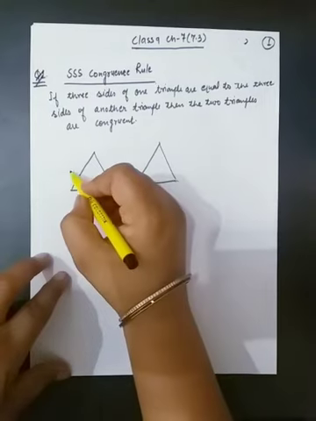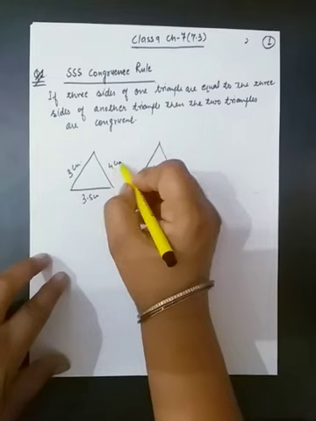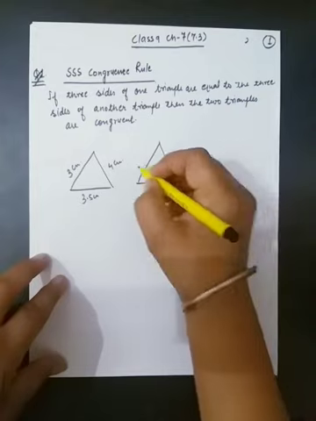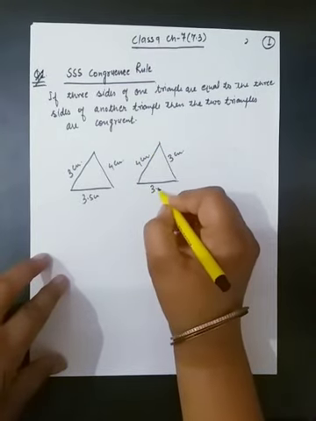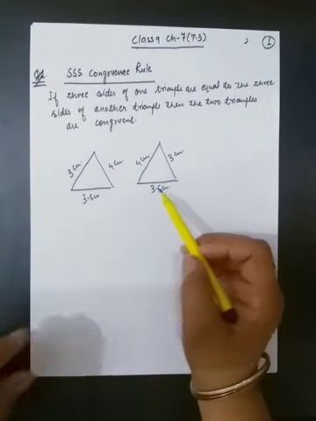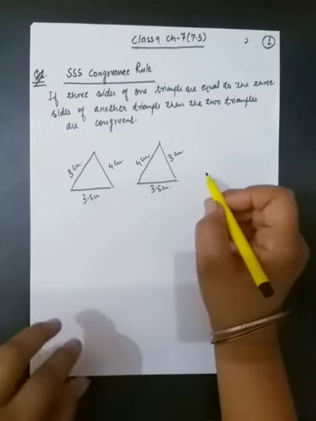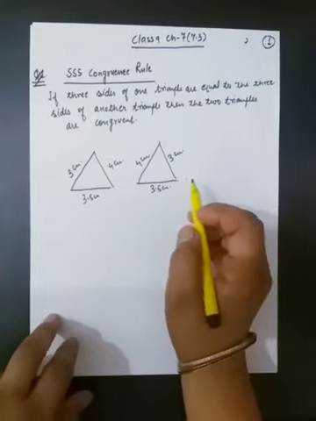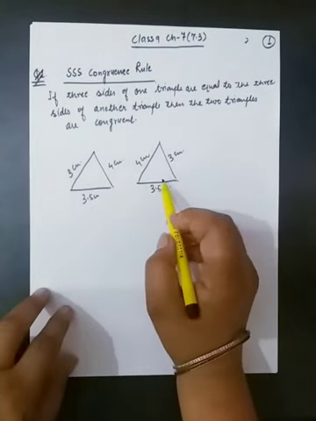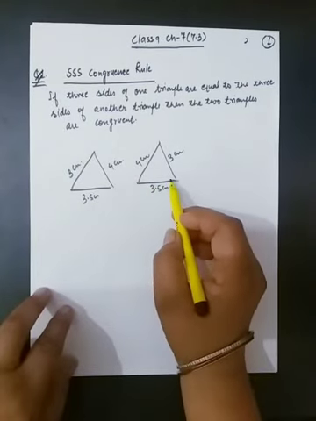and the sides of this triangle are 3 centimeter, 3.5 centimeter and 4 centimeter. Similarly, the sides of this triangle are 3 centimeter, 4 centimeter and 3.5 centimeter. You can see all the three sides of both of the triangles are equal, therefore the triangles are congruent. So the given triangles are congruent. When you are asked if the given triangles are congruent, you will say yes. By which rule? By SSS congruency rule.